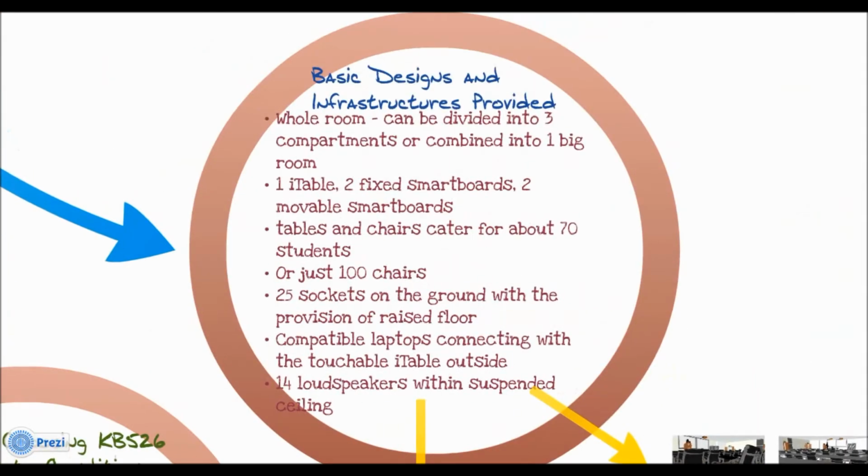Refer to the basic designs and infrastructure provided. The iRoom can be divided into 3 compartments. It will be equipped with an iTable, 2 fixed smartboards, 2 movable smartboards. There are sufficient tables and chairs to cater for 70 students, or just 100 chairs for a big lecture.